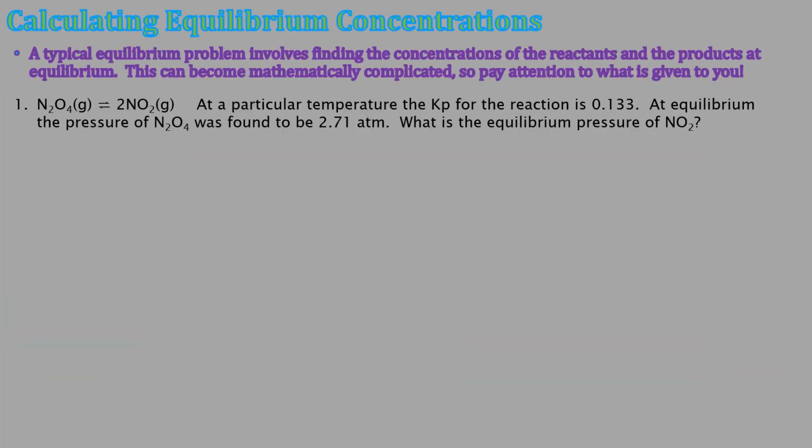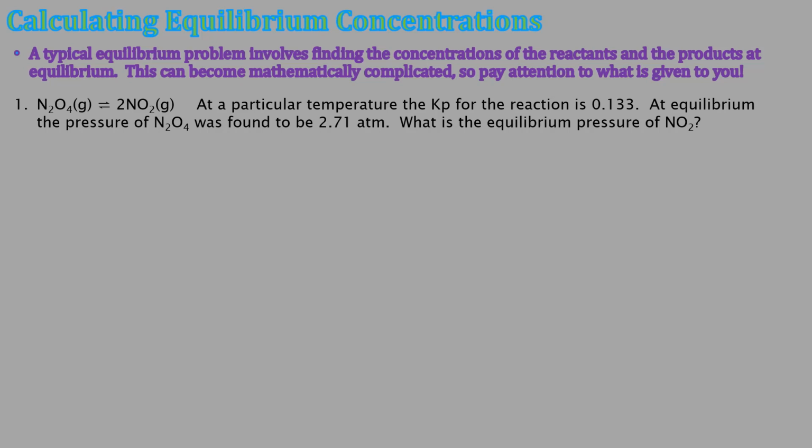When you're calculating equilibrium concentrations, the typical problem involves finding the concentrations of the reactants and the products at equilibrium. This can become mathematically complicated, and sometimes you have to use the quadratic formula or find other avenues of solving for x. So really pay attention to what's given to you so that you know what you have to do at the time. I'm going to try to point that out as I go through this to make it easier for you, but it can be difficult at first.